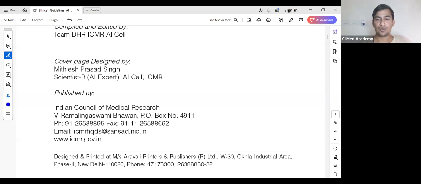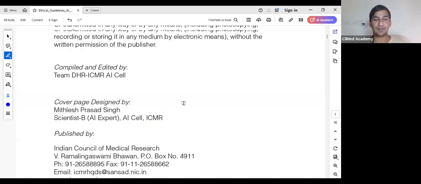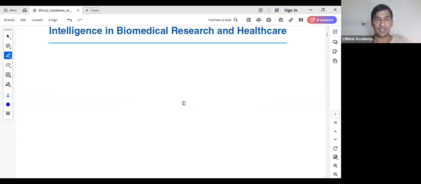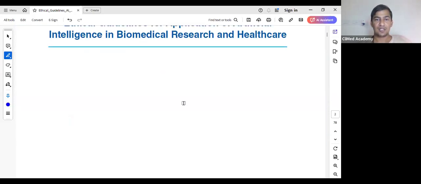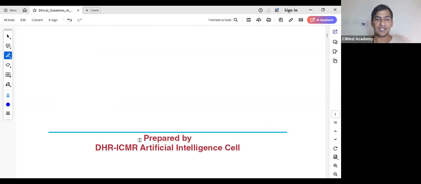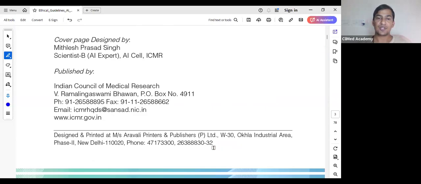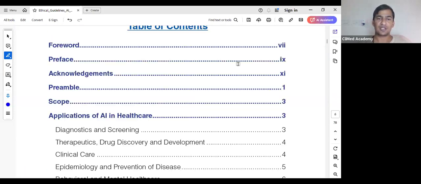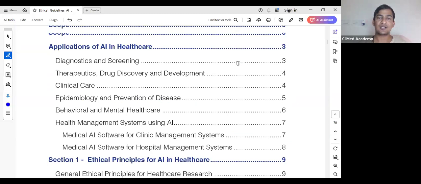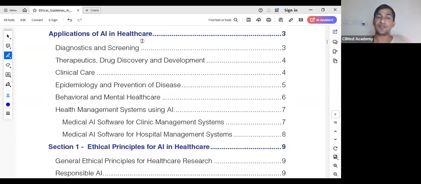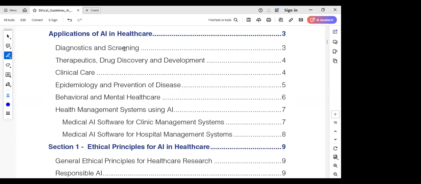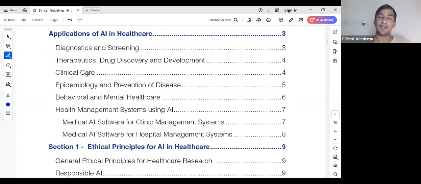Yes, this is made by ICMR and the DHR. The DHR ICMR Artificial Intelligence Cell has prepared it, which was led by Raoji, I think. This is the table of contents. Here they're talking about applications of AI in healthcare: diagnostics and screening, therapeutics, drug discovery and development, critical care, epidemiology and prevention of disease, behavioral and mental health.